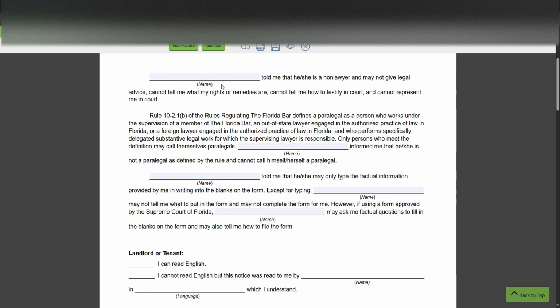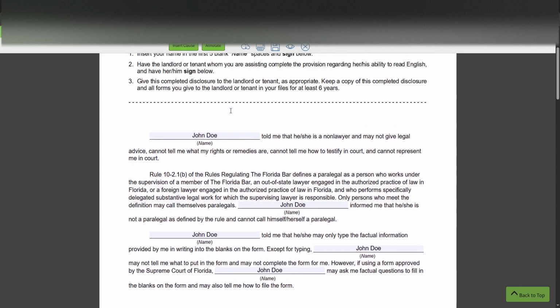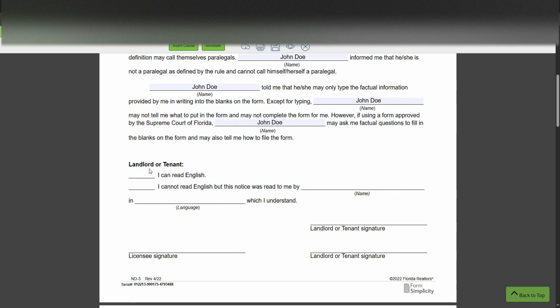You could read through this document, but I'm just going to move through it so we could get to some more important parts. Let's say the real estate agent's name is John Doe. You put your name in all of these slots here, and you can read through this if you want. But this is where the agent will put their names, and then down here, if the tenant can read English, they check mark that they can read English here. If they can't, you check mark this box, and then you fill out here about who read this document to them in their language.